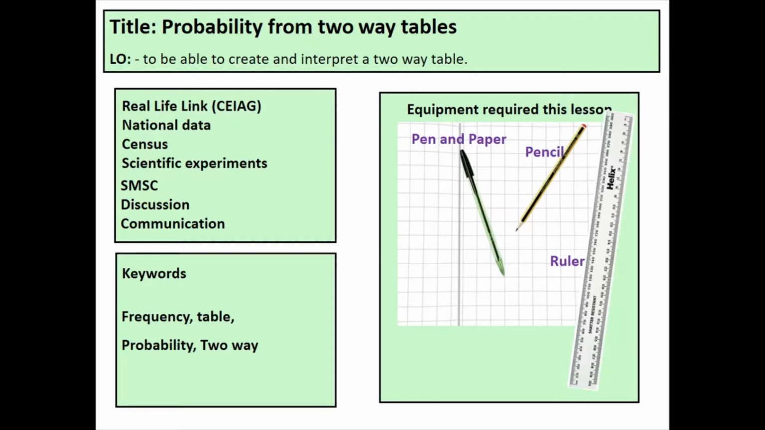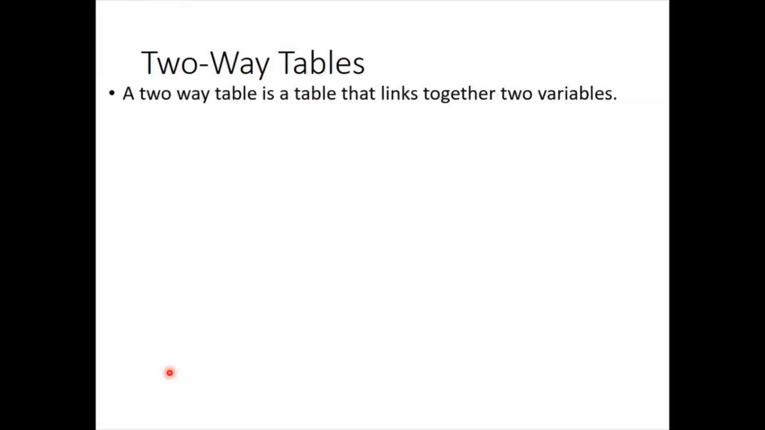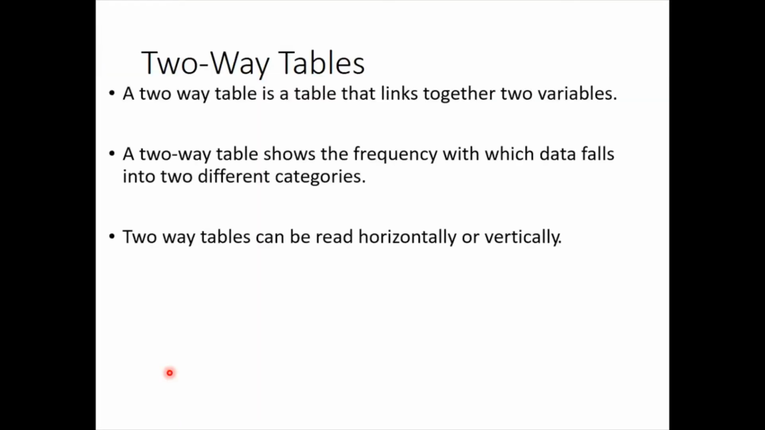Now to access this lesson you're going to need the following equipment. You'll need a pen and paper, a pencil and ruler for drawing the tables, and that is it. The lesson objective today is to be able to create and interpret a two-way table involving probability.